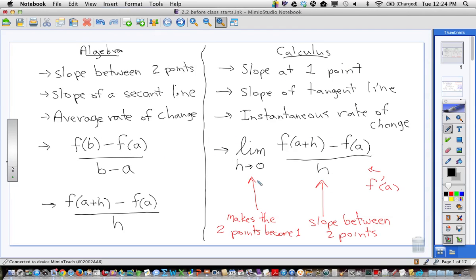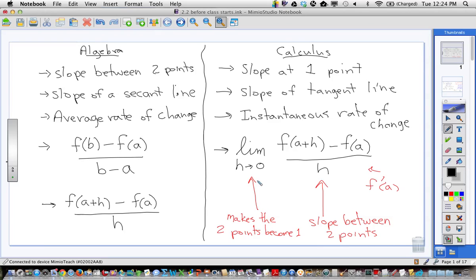Describe why this definition gives f prime of a. What characteristics of this give the slope at point a? Well, it's this stuff right here. There's two pieces to this. What's this piece? That's just slope. That's just y2 minus y1 over x2 minus x1. That's all this is, rise over run.